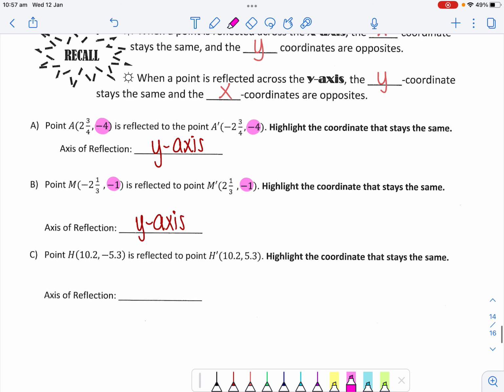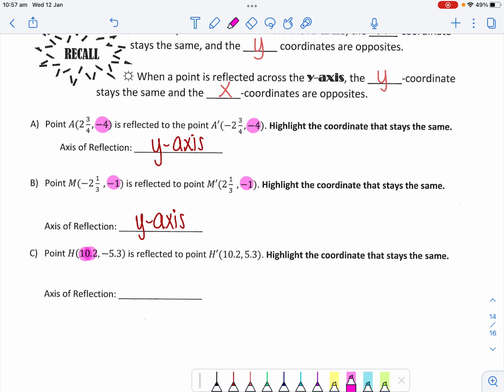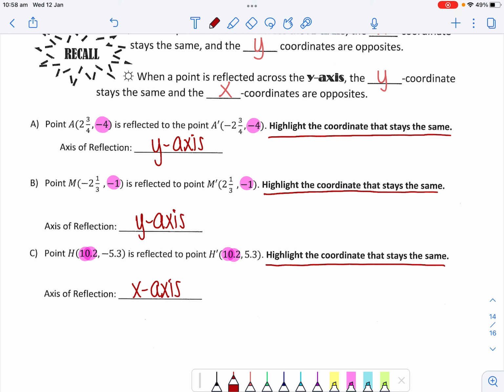In part C, the 10.2 is the one that stayed the same. So my axis of reflection is the x-axis. And here it says to highlight the coordinate that stays the same because the one that stays the same tells you which axis you reflected over. So if you reflect over the x-axis, the x-coordinate stays the same. If you reflect over the y-axis, the y-coordinate stays the same.